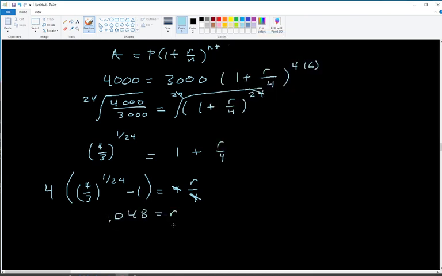So 0.048 is r. If I move the decimal place 2 points over, that gets me the interest rate as a percentage. So a 4.8% interest rate will have the $3,000 grow to the $4,000 over the 6-year period. So that's basically it for section 4.2. If you guys have questions with it, shoot me an email and I can get back to you on it. But that should hit all the different bases of section 4.2.